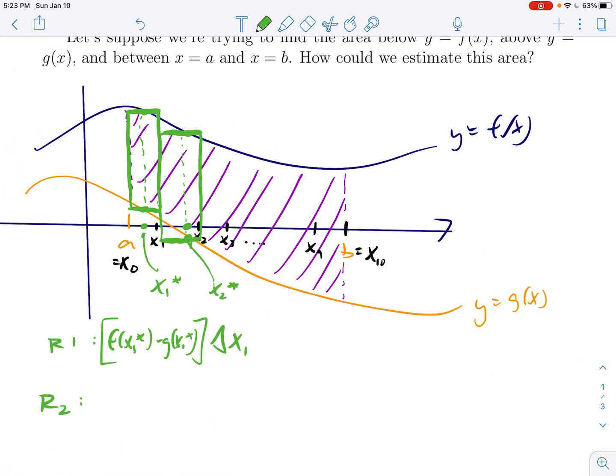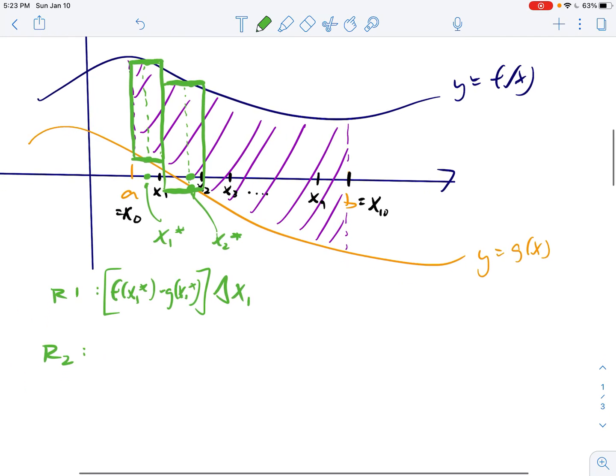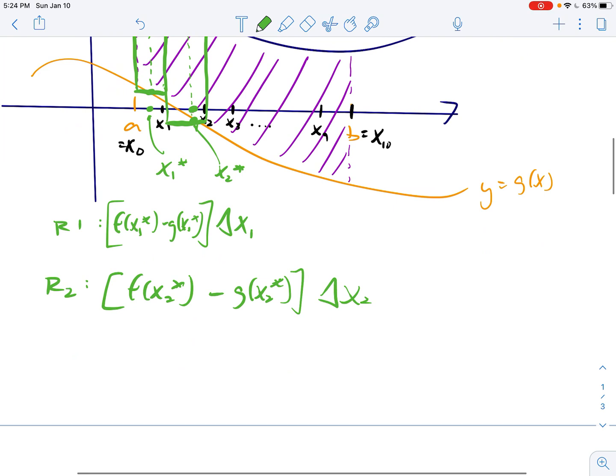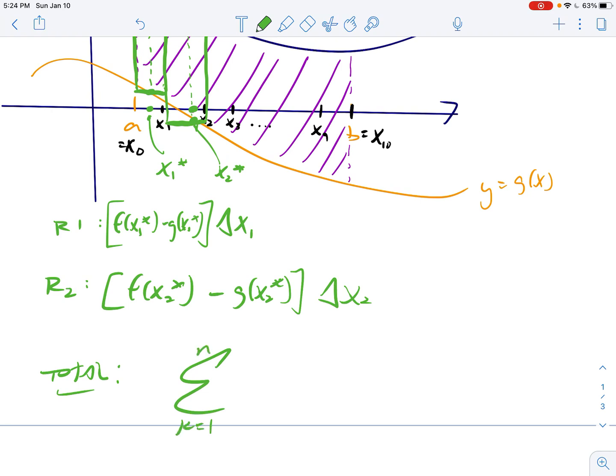Whenever you know what the value at the top is and what the value at the bottom is, height is top minus bottom. It doesn't matter if they're both positive, both negative, or one of each. Just do top minus bottom. So the area of my second rectangle would be top height number 2 minus bottom height number 2 times the width of that thing. And my total, I would wind up adding them all together. I guess there are 10 of them in this version.